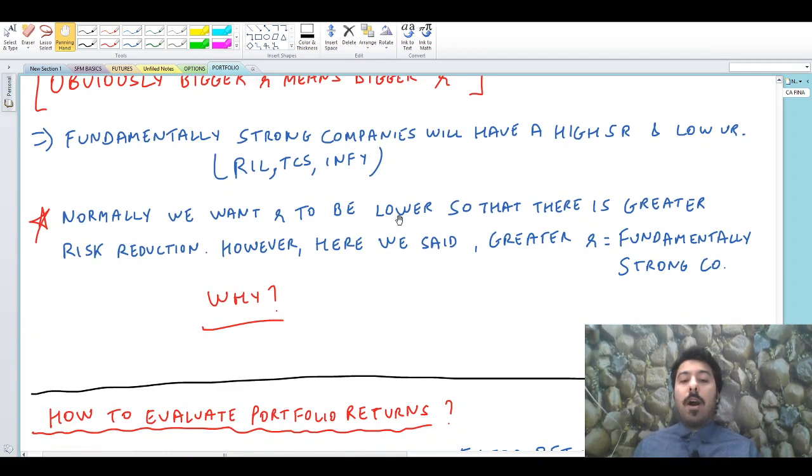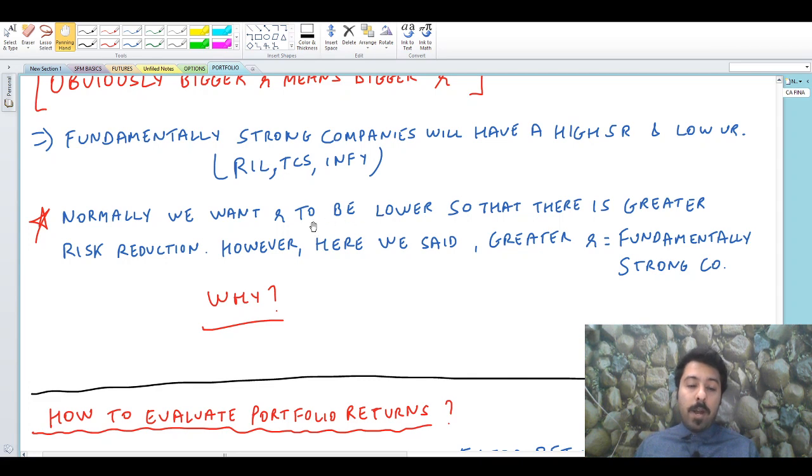Normally we want R to be lower so that there is greater risk reduction. However, here we said that greater R means fundamentally strong company. So R should be less or R should be more? See, when we discuss R should be lower, that was discussed in terms of a portfolio. The lower the R is, the greater risk reduction is there. But here we are talking about an individual company. So for an individual company, greater R with the market refers to a fundamentally strong company.